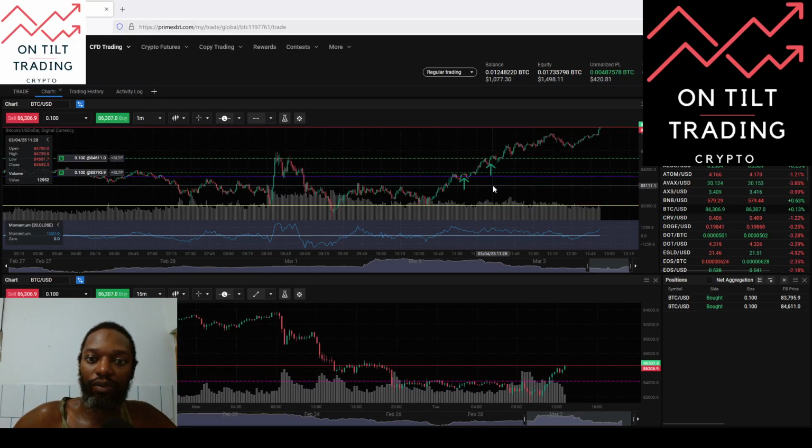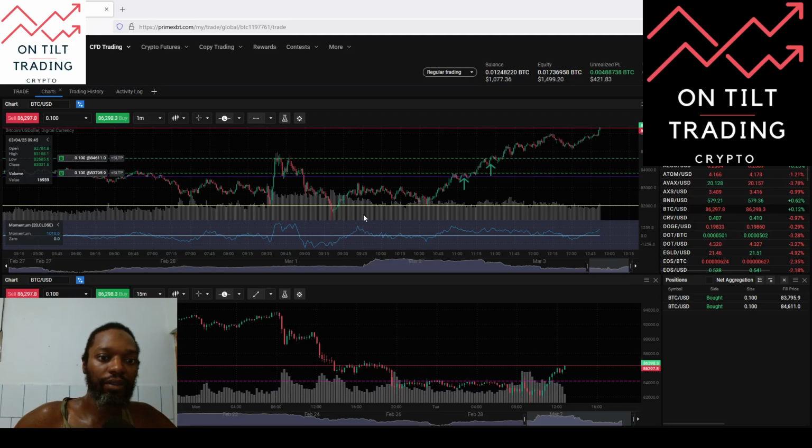I'm currently in Bitcoin right now. I'll give you a breakdown of my charts. This black area, these are candlesticks. This middle gray area is a volume profile. And down here in the blue, we have a momentum indicator.